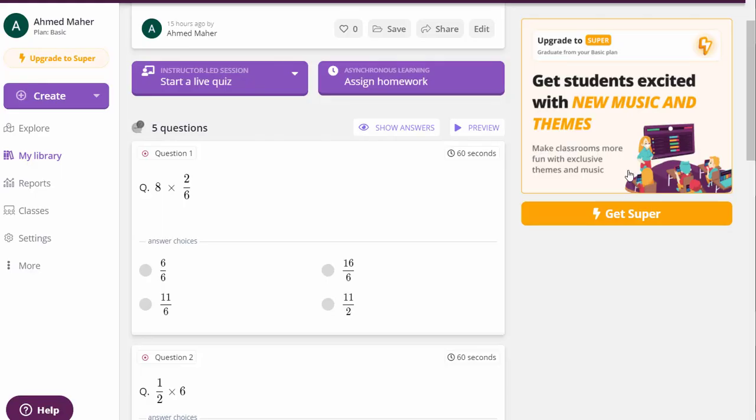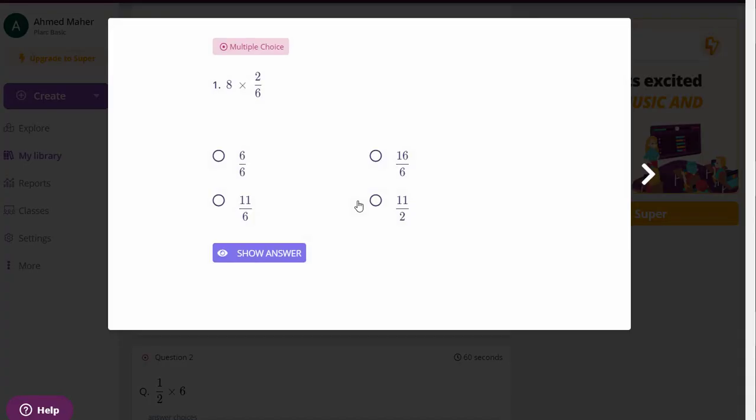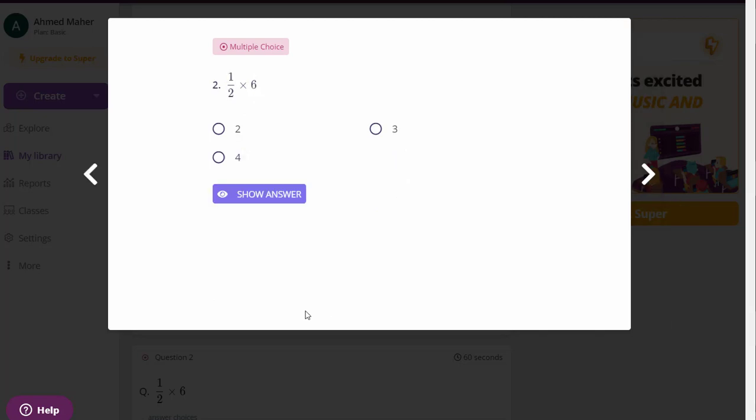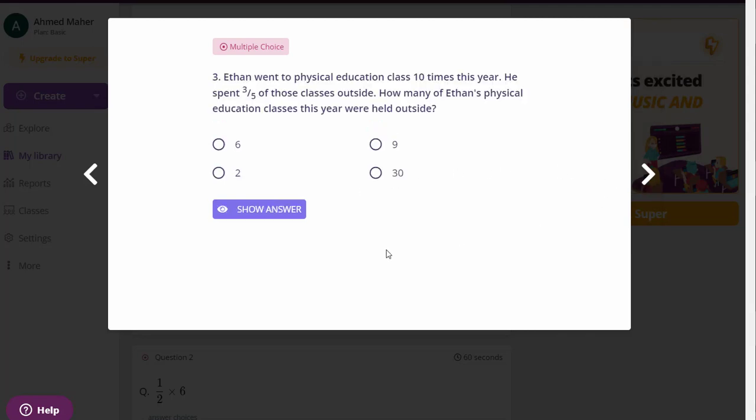Now let's start solving. I will tell you the answers. In the first question, 8 times 2 equals 16. So the correct choice is 16 sixths. Okay, the next question. 1/2 times 6. So 1 times 6 equals 6, and we keep the denominator 2. 6 divided by 2 equals 3. So 6 over 2 or 3.